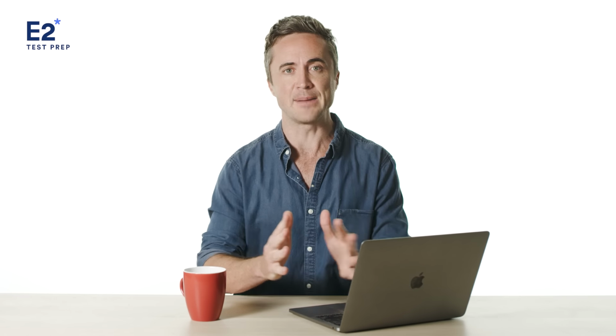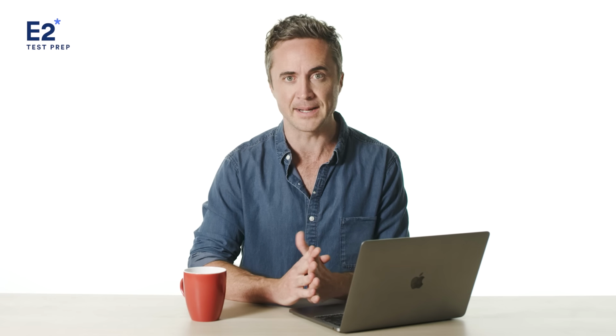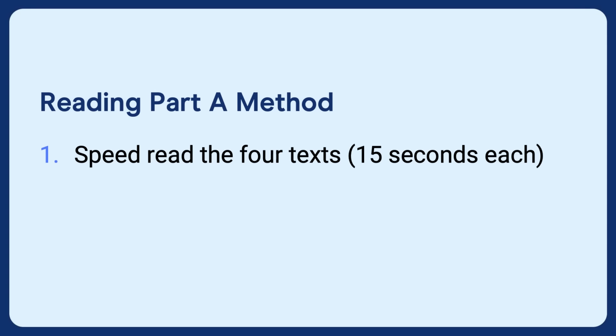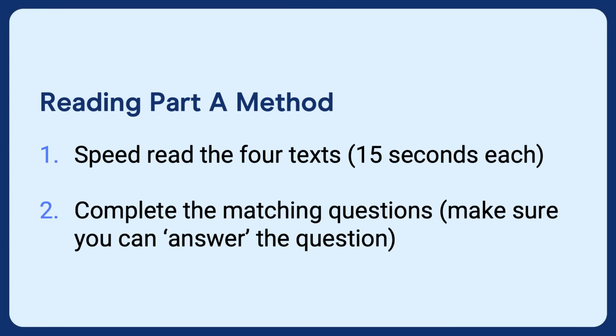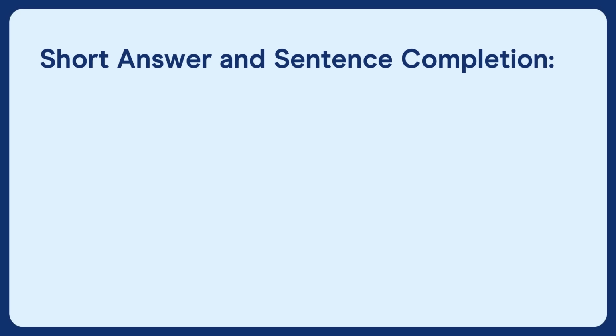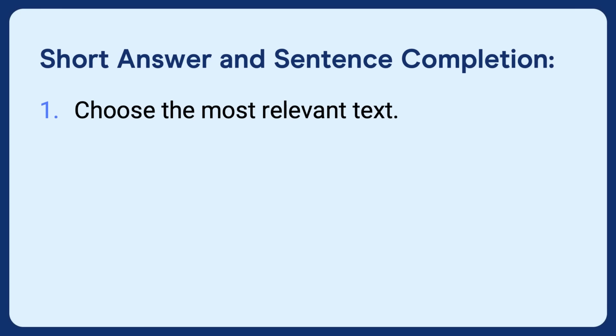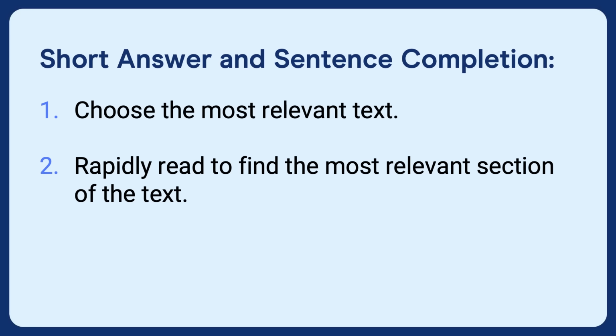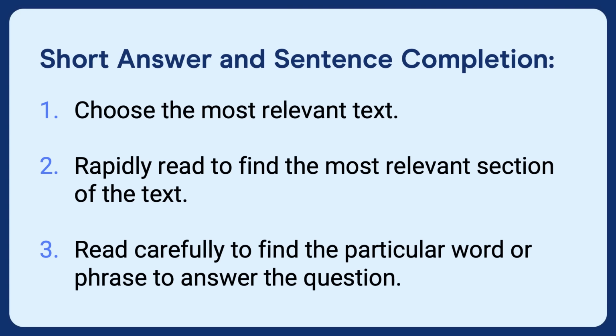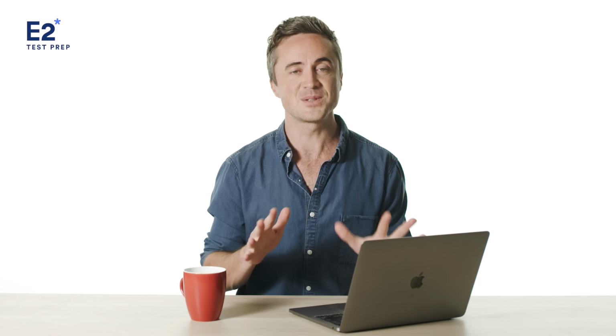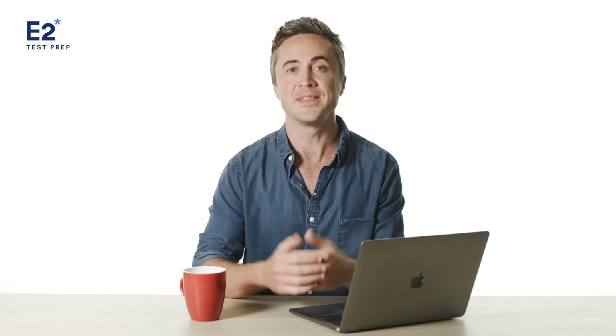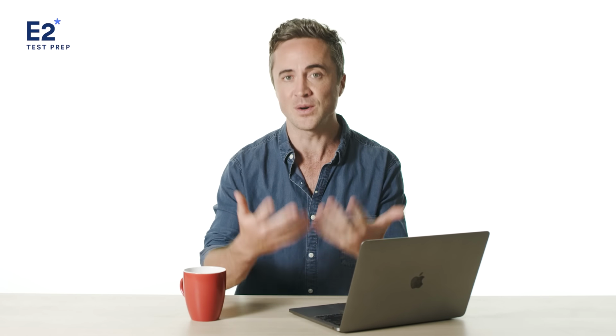All right, let's recap the steps that you need to ace reading part A. So as soon as the test begins, you speed read the 4 texts, spending about 15 seconds on each. Then you complete the matching questions. Make sure you can answer the question, you're not just matching words. Then with the short answer and sentence completion questions, you choose the most relevant text, you rapidly read to find the most relevant section of the text, then you read carefully to find the particular word, number, or phrase to answer the question. Okay, so this will all make perfect sense when you start doing it. And the more that you do it, the better you'll become and the more confident you'll become as well.